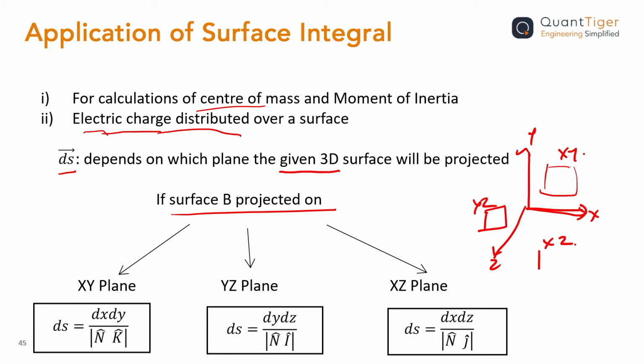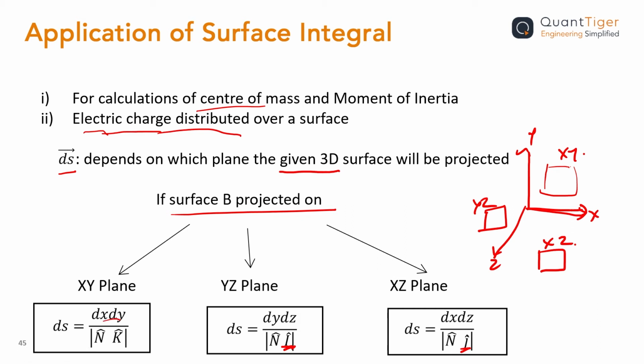Similarly, if you project the given surface on the xz plane, then ds is dx dz upon n cap dot j cap, because the perpendicular axis for the xz plane is the y axis, and its unit vector is j cap, which we use here. So that's how it will be changing. This value will keep changing.